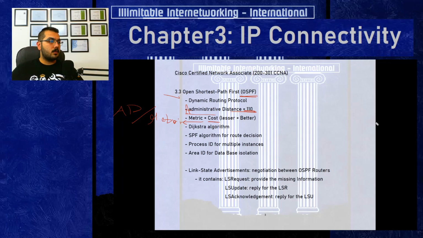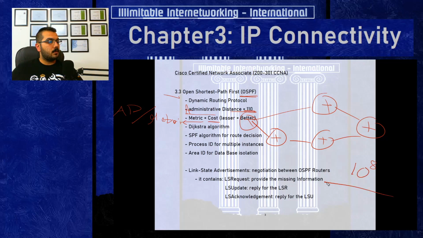A cost is a formula that I did talk about in the static route video, but no problem, let's repeat it. A cost is the formula that I believe is 10 to the power of 8 divided by the bandwidth of the path or of the route that the packet will take.